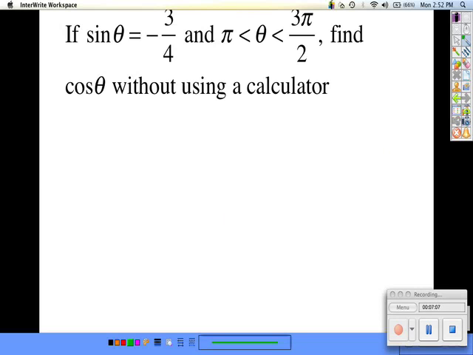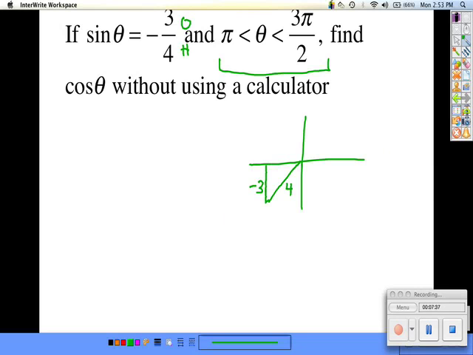Similar problem, but we're told now that the angle theta has to be between pi and 3 pi over 2, which is the third quadrant. So what we're going to do is draw ourselves a triangle in there. And we're going to use the information given to us that this is opposite over hypotenuse. So opposite side negative 3, hypotenuse 4. Hypotenuse is always positive.